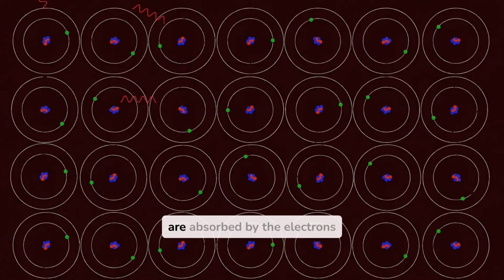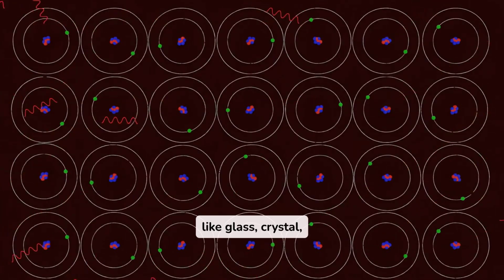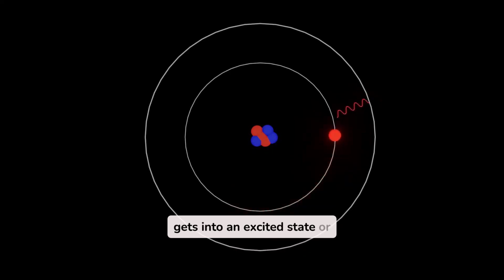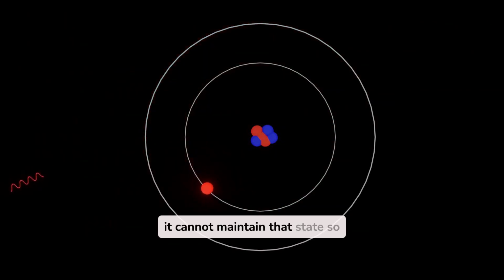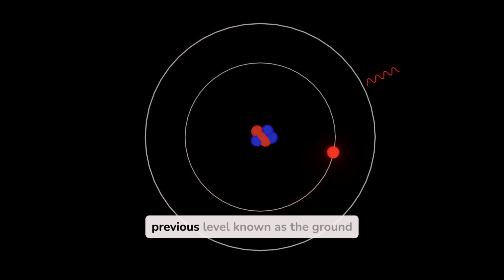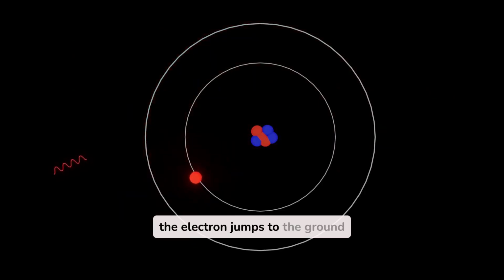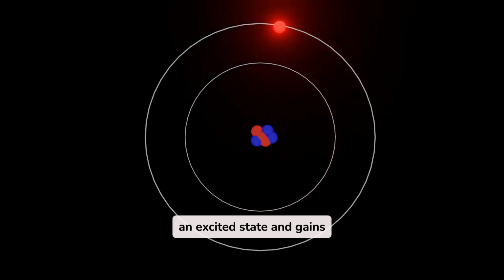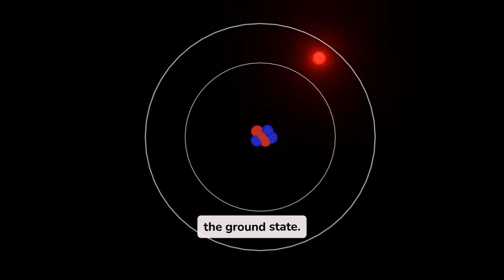Those photon particles are absorbed by the electrons present in optical materials like glass, crystal, etc. When the electron absorbs the photon, it gets into an excited state or stimulated form and jumps from one level to another level, but it cannot maintain that state, so it jumps back to the previous level known as the ground state. When the electron jumps to the ground state, it releases a photon particle. But if the electron is already in an excited state and gains energy, then it will release two photon particles when dropping to the ground state.